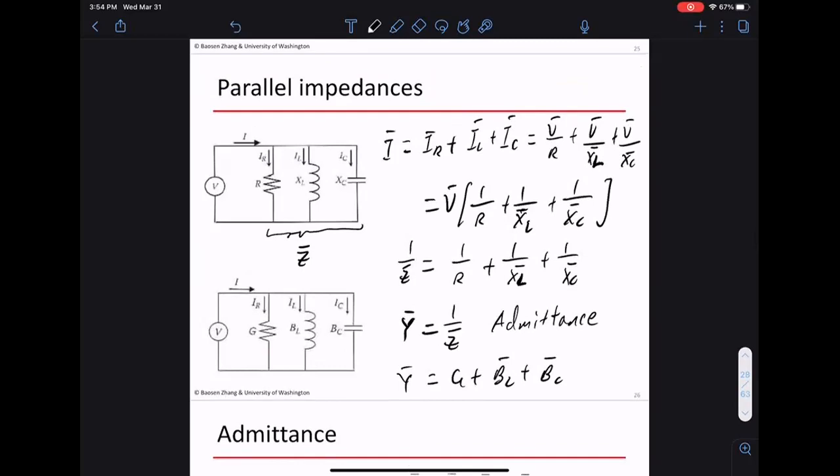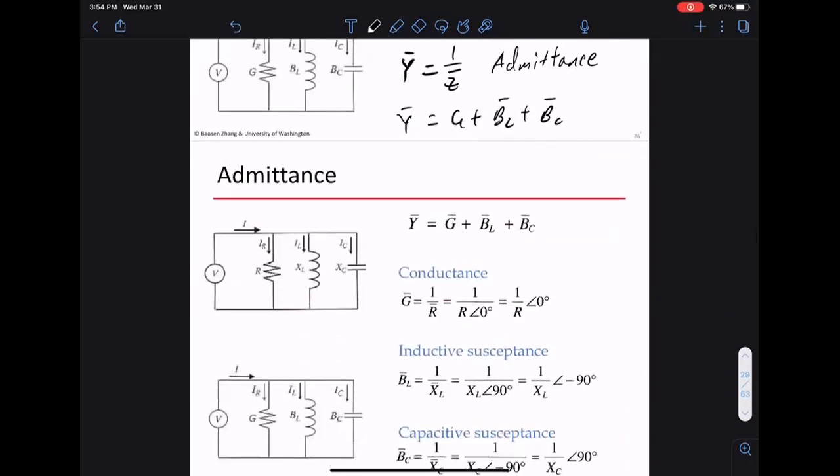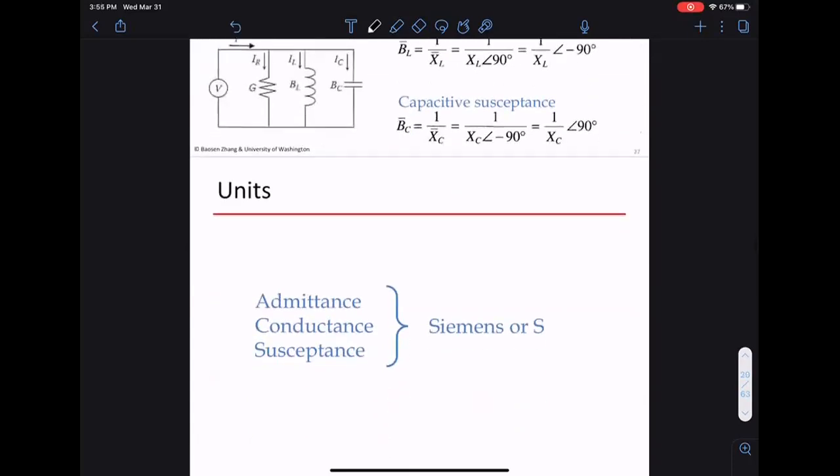But if you take the next class in the sequence, for example 454, most of the time we're looking at Y rather than Z. Okay, so the units for admittance is just Siemens, or S.